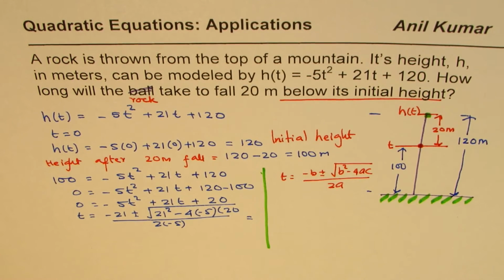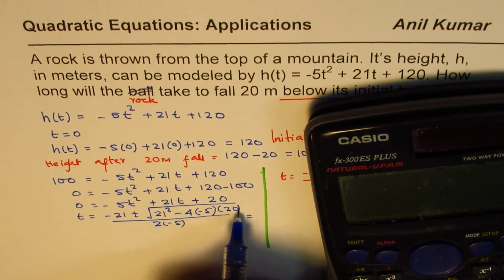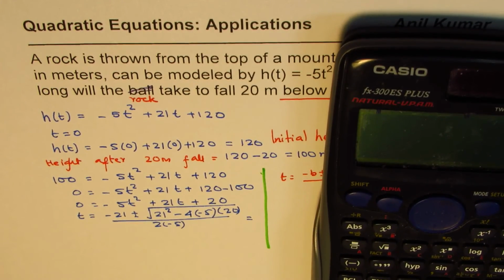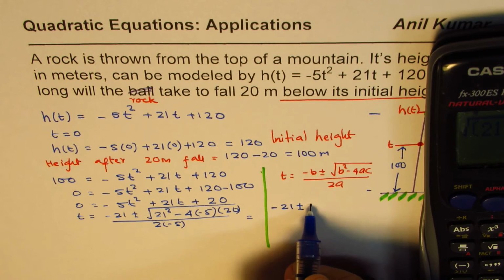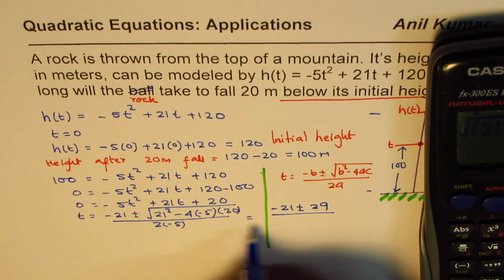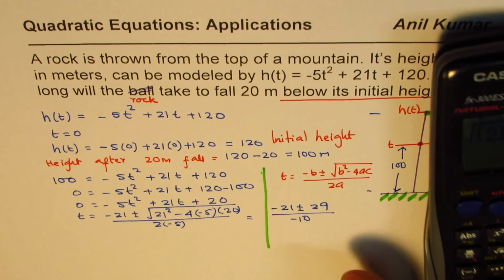So let's figure out how much it is. So first let me calculate what is there within the square root, which is square root of bracket 21 square. Minus and minus becomes plus, 4 times 5 times 20. Bracket close, and then we'll say equal to 29. So we get here minus 21 plus minus 29 over, this is minus 10. Is it okay? Over 10.